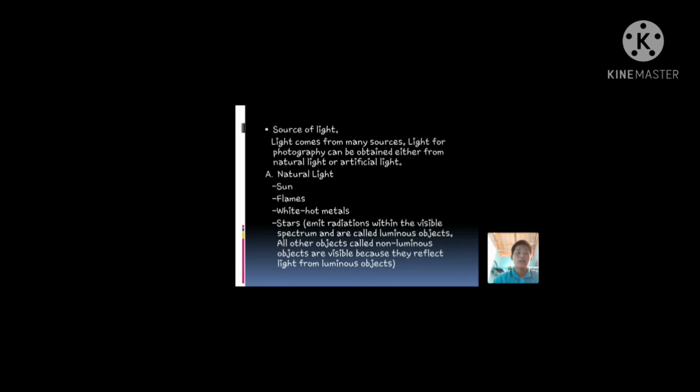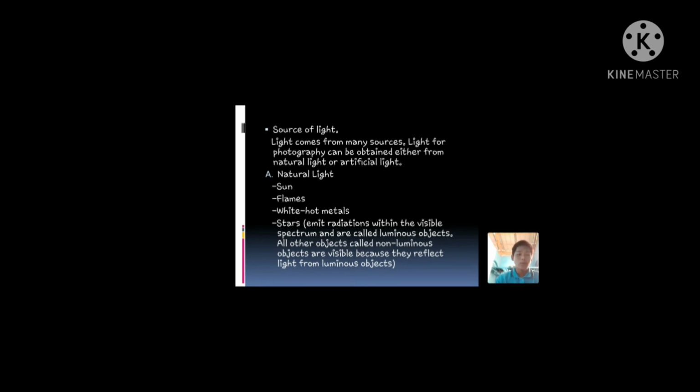Source of light. Light comes from many sources. Light for photography can be obtained either from natural light or artificial light. Ang natural light ay mga sun, flame, white hot metals, stars na naglalabas ng radiation sa loob ng nakikitang spectrum ay tinatawag na luminous object. Ang luminous object sa Tagalog ay maliwanag na bagay.